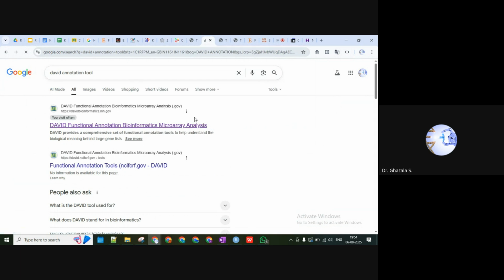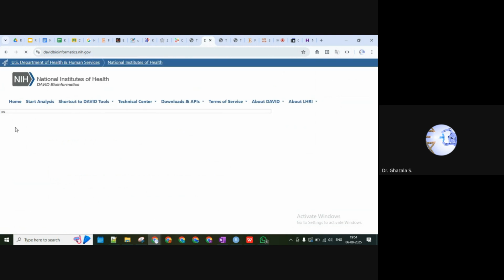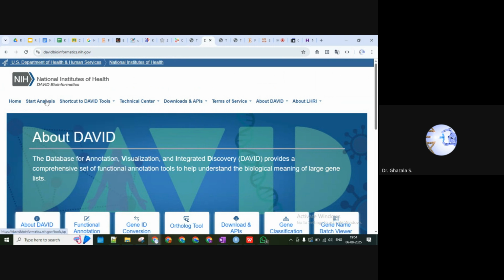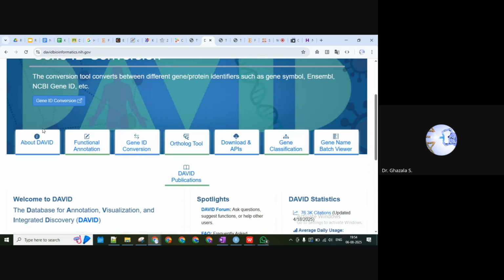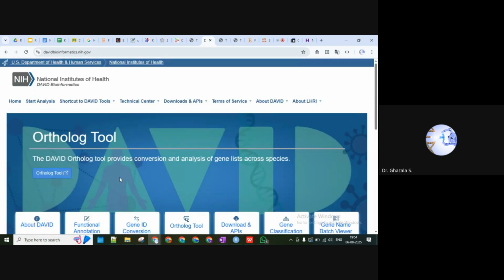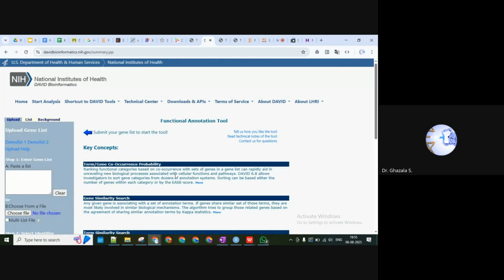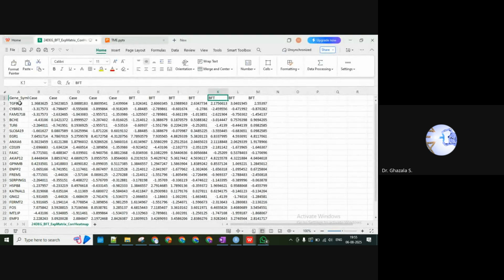So we can open DAVID. This is the DAVID annotation tool, and you can start your analysis from here. They have updated their interface, so you directly get the options of functional annotation or ID conversion. We can perform functional annotation here, and we can paste the list of genes in this particular section. So let's proceed with that.